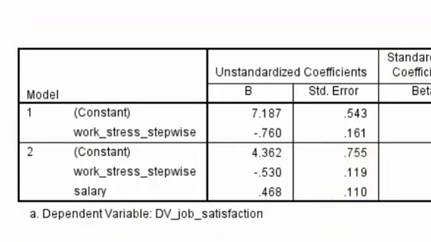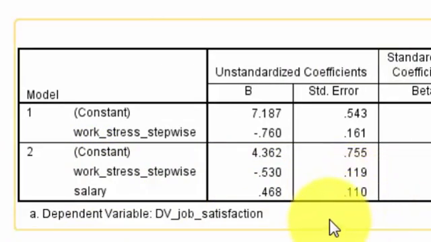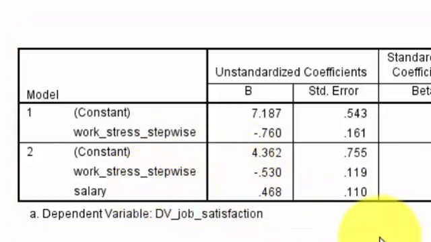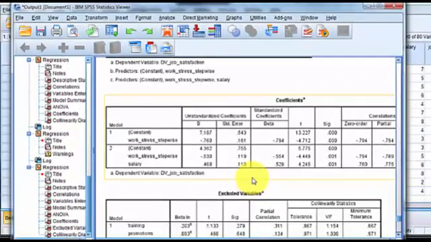So if you would write up this equation, it would look like your predicted DV of job satisfaction, your Y, would equal 4.362 minus 5.30 times whatever the work stress was, plus 0.468 times whatever their salary was, plus a little bit of error. That's how you would do that.